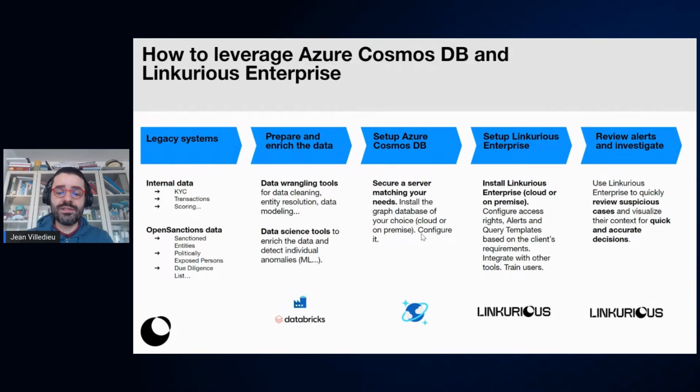At the end of the day, all of this information needs to be put into Azure Cosmos DB, and then you can plug Linkurious Enterprise into Azure Cosmos DB. And it's a very simple process. It can take a few minutes. Then you need to configure the access rights to make sure that the right persons have access to the right information. You can also set up some alerts, some query templates based on your requirements. And once it's done, your end users can very easily leverage the data and start uncovering new insights.